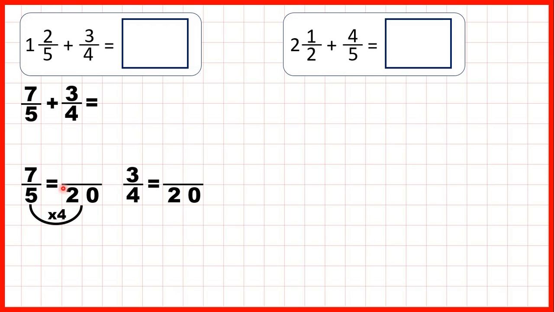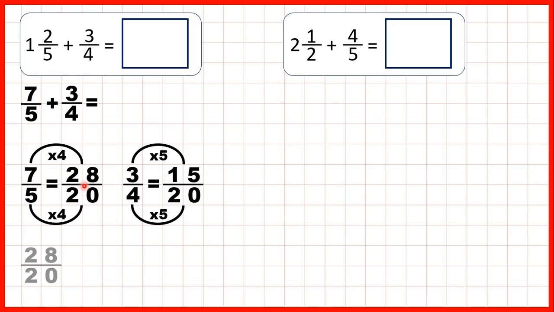5 times 4 is 20, and 7 times 4 is 28. 4 times 5 is 20, and 3 times 5 is 15. So now, instead of 1 and 2/5, or 7/5, we can rewrite our question again as 28/20, and instead of adding 3/4, we can add 15/20.